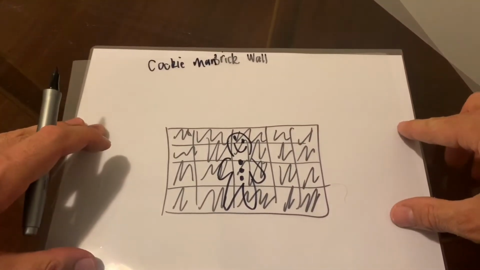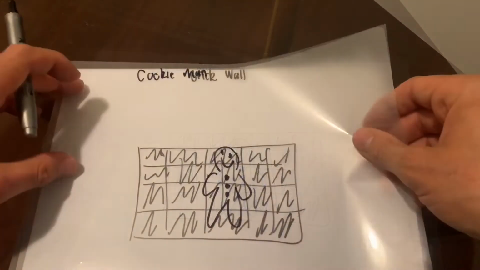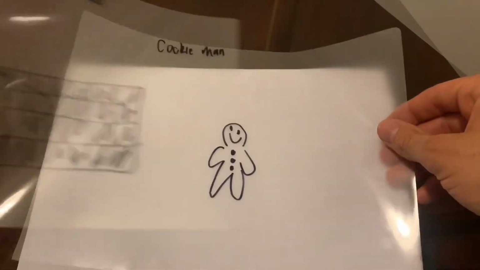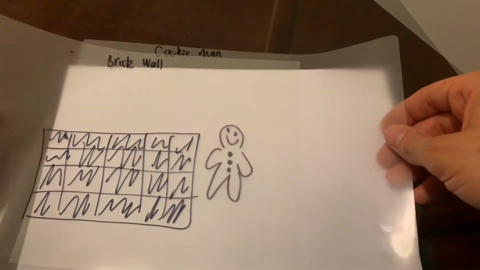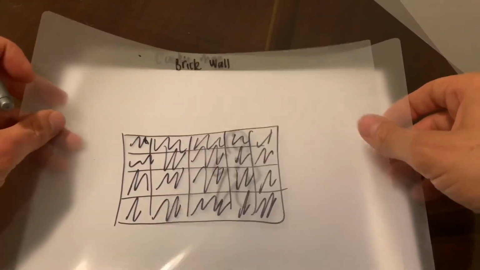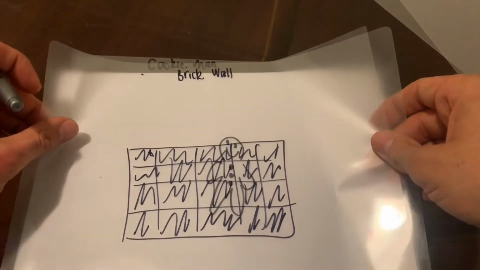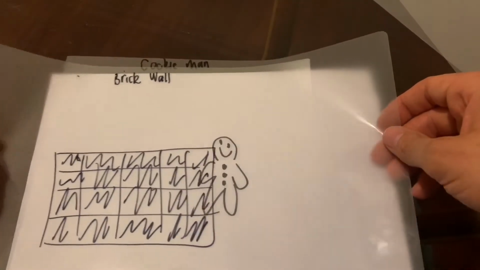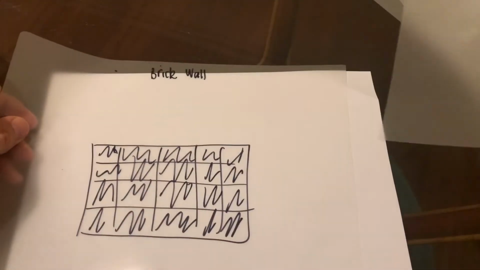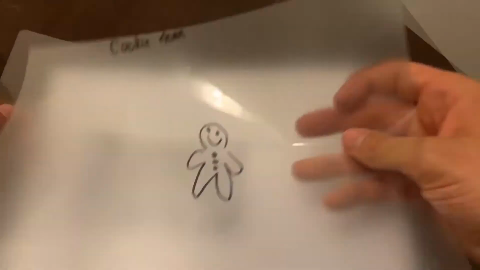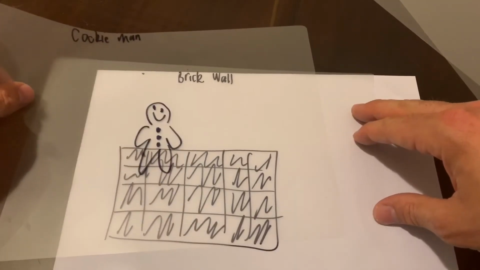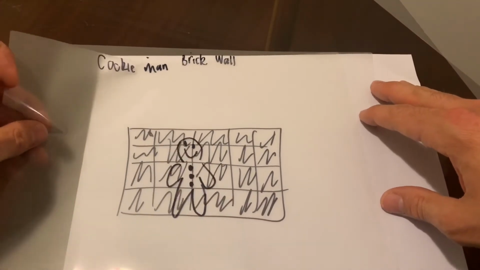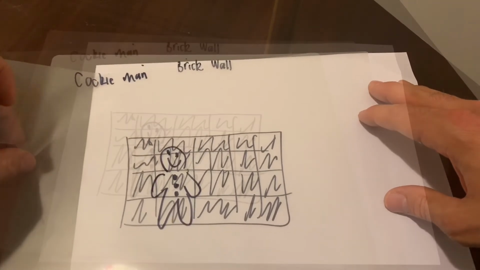There I have my Cookie Man and my brick wall. Whichever layer is on top will cover the layer underneath. For example, if I put the brick wall layer on top of the Cookie Man, it is now covering the Cookie Man. I can also choose to move my layers so that the Cookie Man could be, for example, up here or down here. But I'd like to have him right here.